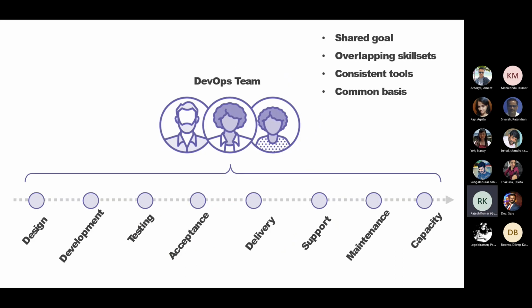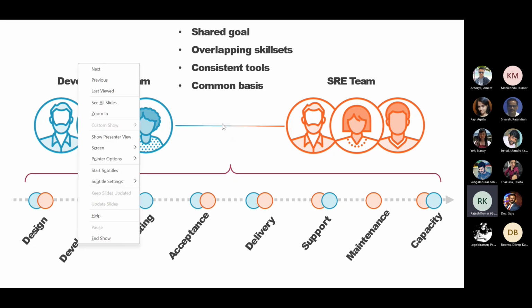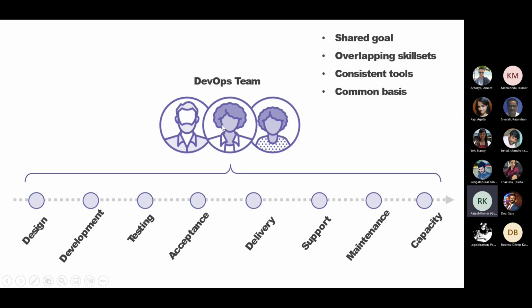So there are some challenges. The DevOps team will do everything: design, development, testing, acceptance, delivery, support, maintenance, and capacity planning. Everything will be done by the DevOps team, and that is a huge objective. So that is where SRE is one of the mid objectives, you can say, in order to reach the DevOps team. It's very difficult, very challenging.